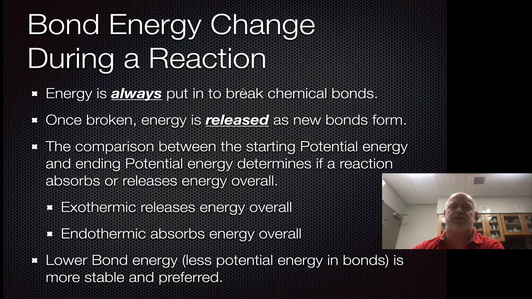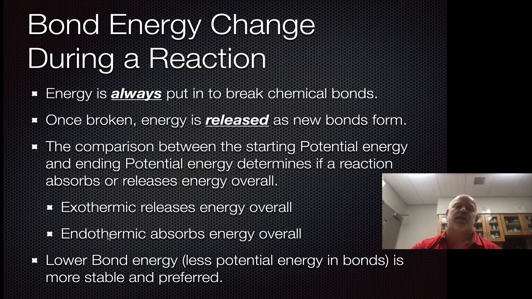Energy is always put in to break chemical bonds, and then once they're broken, energy is released when they make new bonds. There's a comparison, because there's a certain amount of energy it takes to break the bonds and a certain amount released when they make new ones. So the comparison between the starting point and the end point tells us if that chemical reaction is going to increase energy overall or decrease energy overall. If it releases energy overall, it's considered an exothermic reaction. If it absorbs energy overall, it's considered an endothermic reaction.